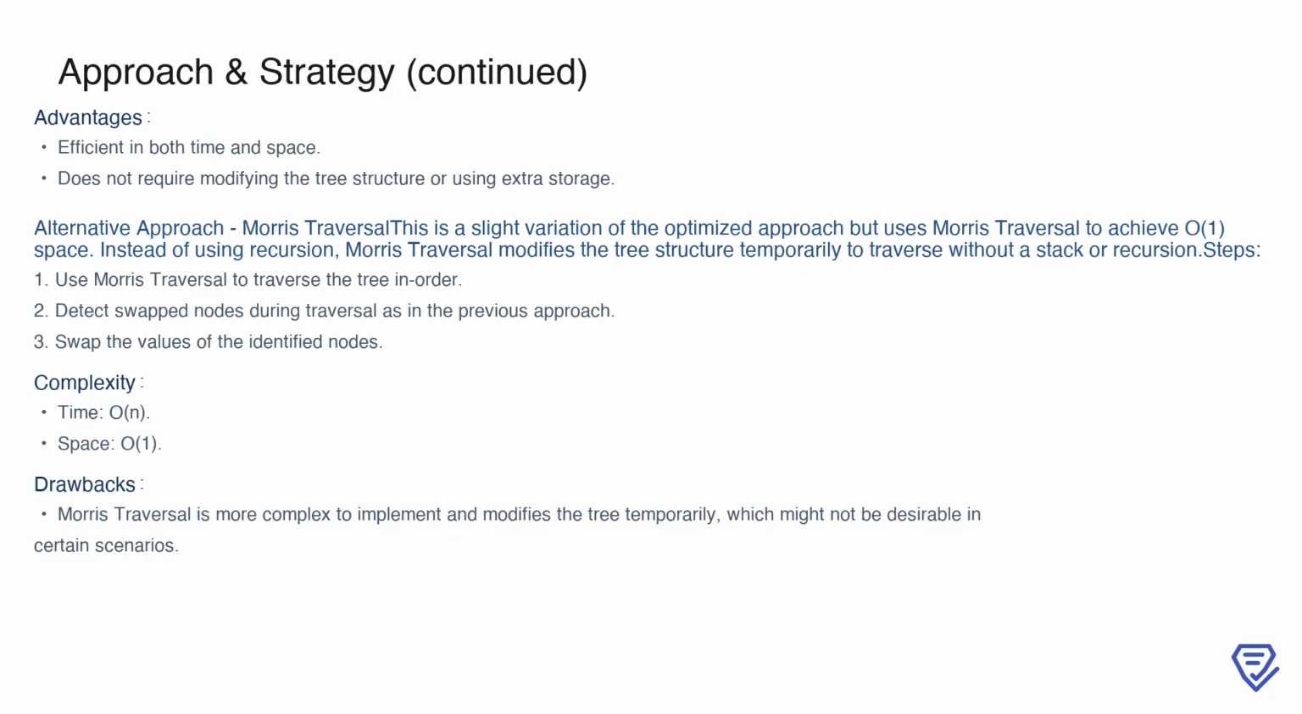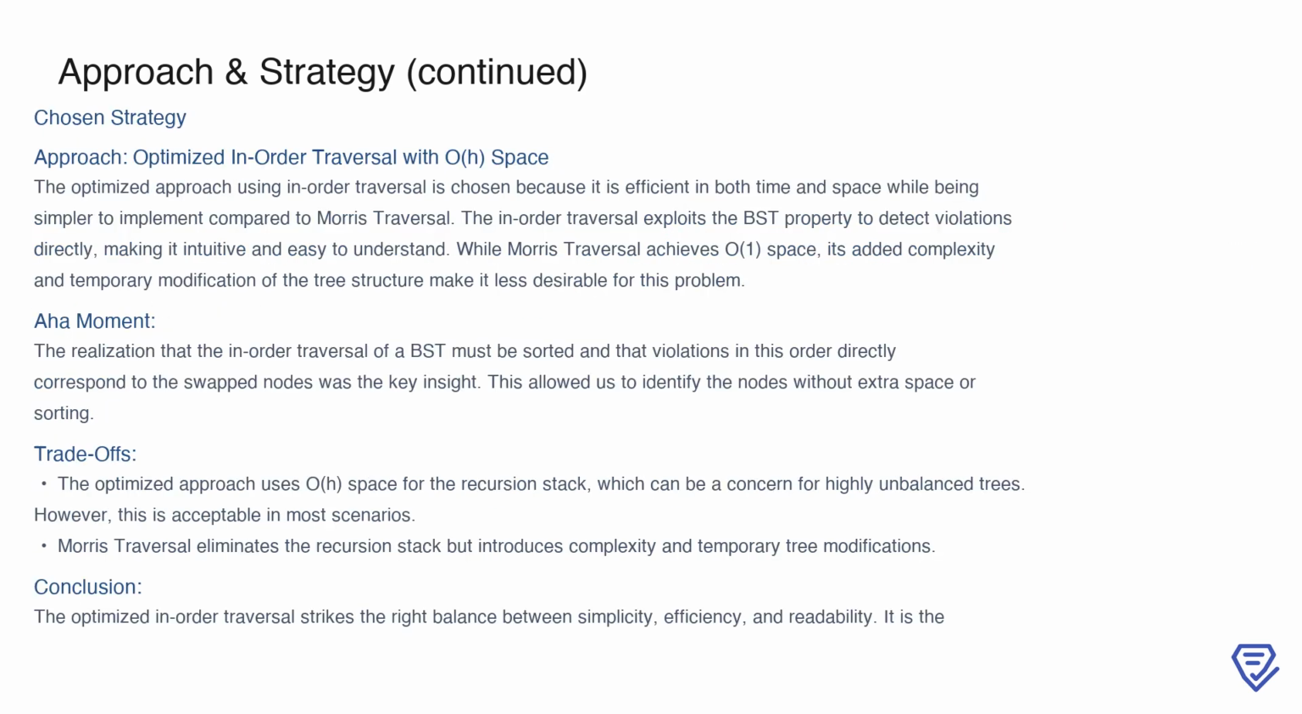While this approach is highly space efficient, it comes with its own trade-offs. The implementation is more complex, and modifying the tree structure, even temporarily, might not be desirable in certain scenarios. As such, while Morris traversal offers an interesting variation, its added complexity often makes it less appealing compared to the recursive approach. Given the options, the chosen strategy for solving this problem is the optimized in-order traversal with O(h) space.